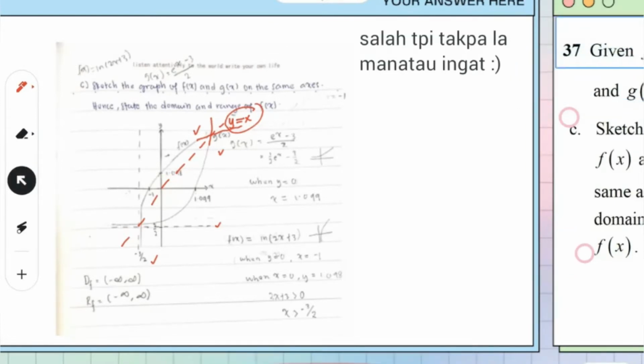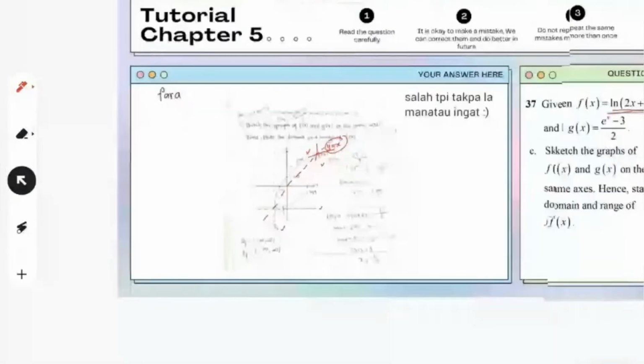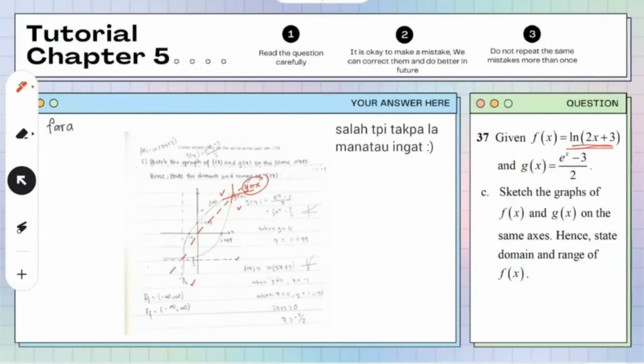Dia lari pula. Manalah. Okay. Sebabnya this question dia state domain, bergerak-gerak pula benda ni. Okay. State the domain and range.